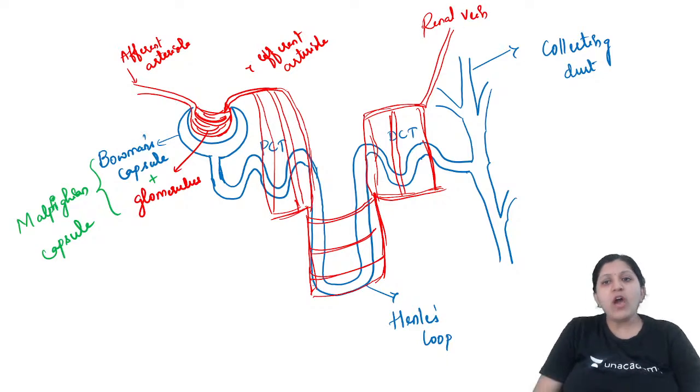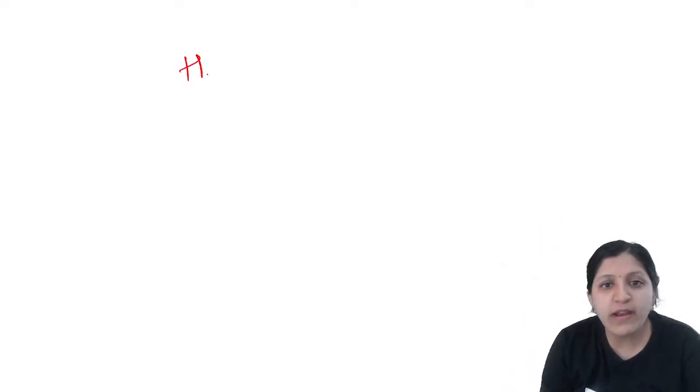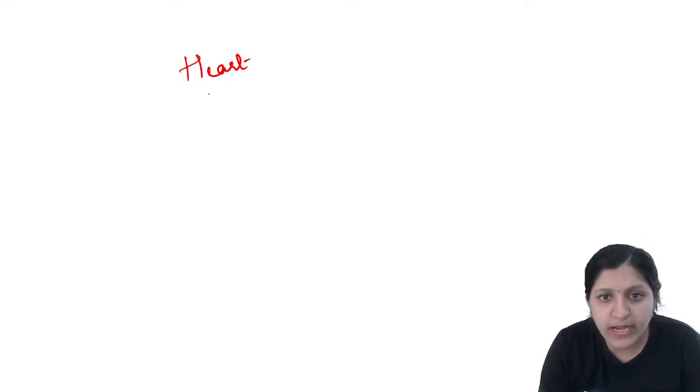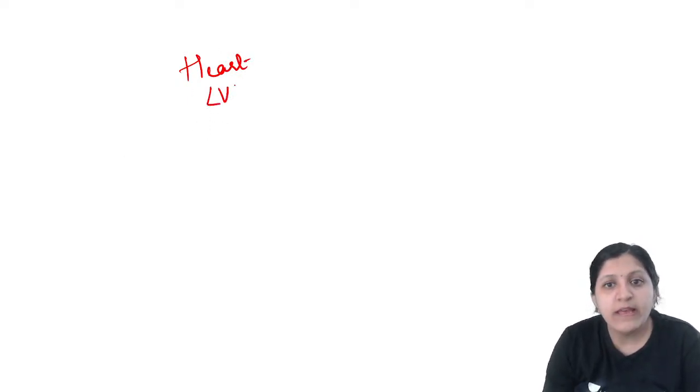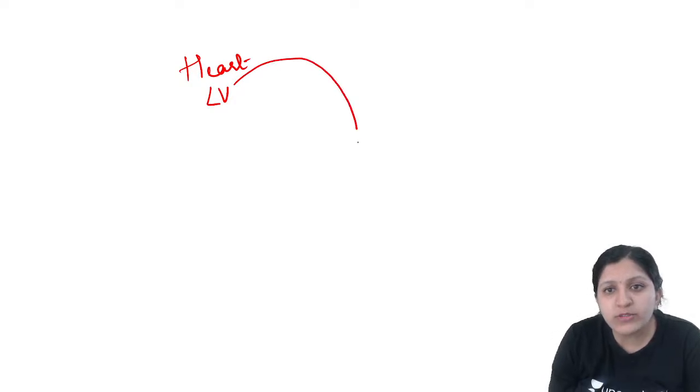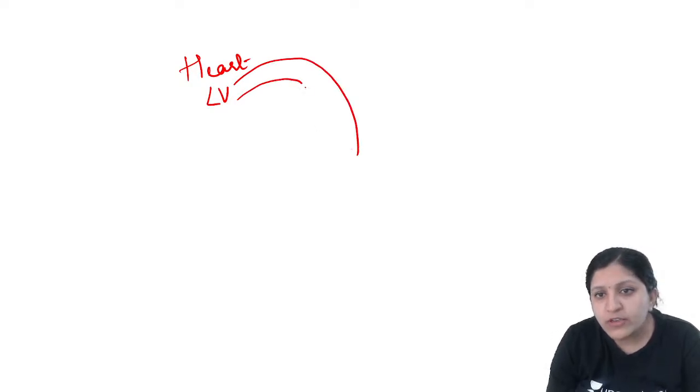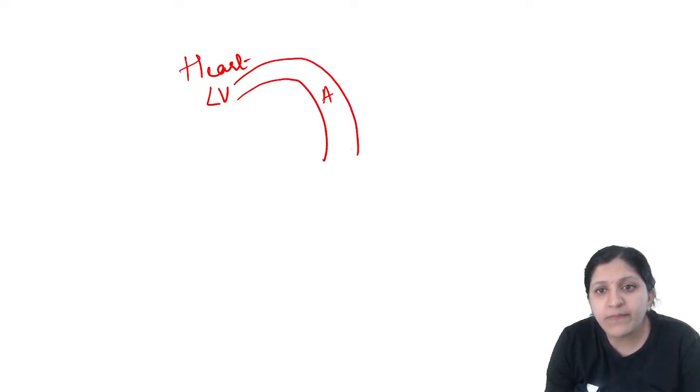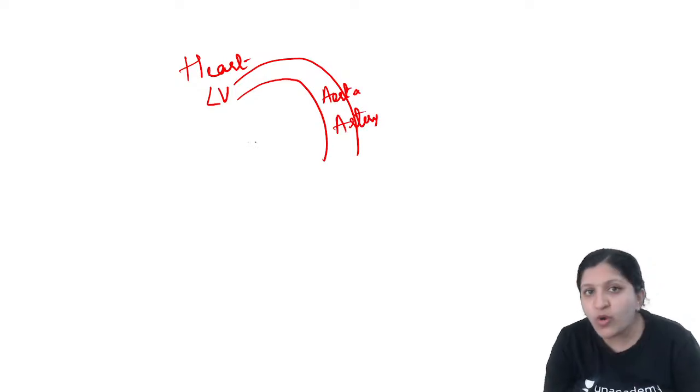Before I explain the structure, let me explain something related to this. You know the heart, right? From the heart, the aorta leaves from the left ventricle. This aorta is actually an artery, and a part of it goes to all the different parts.